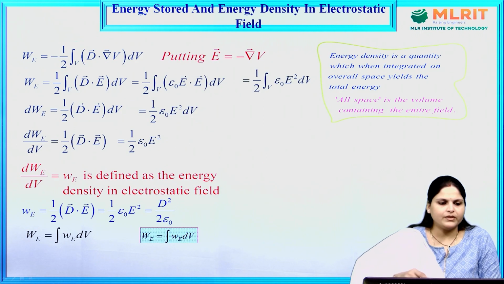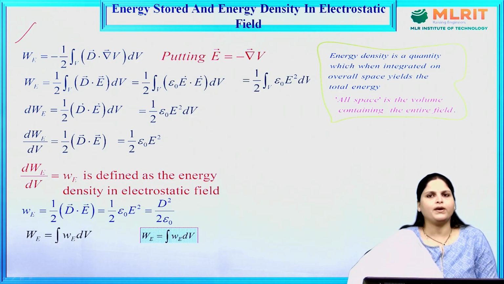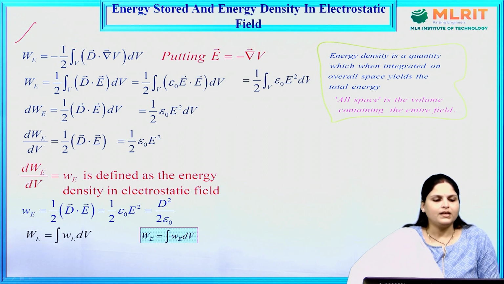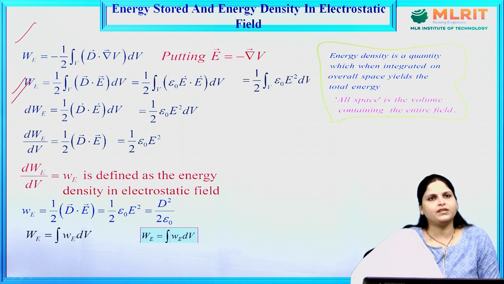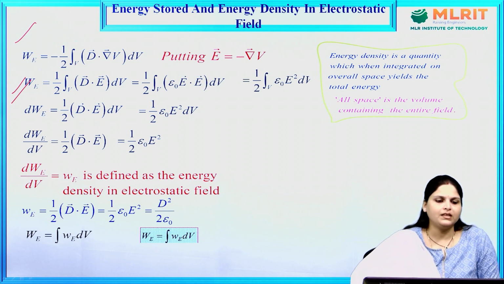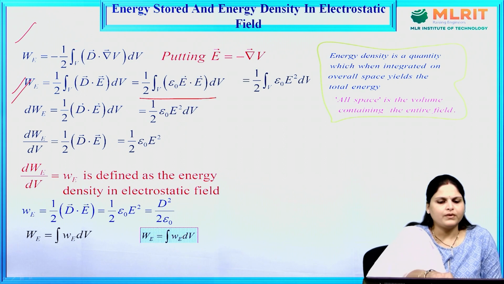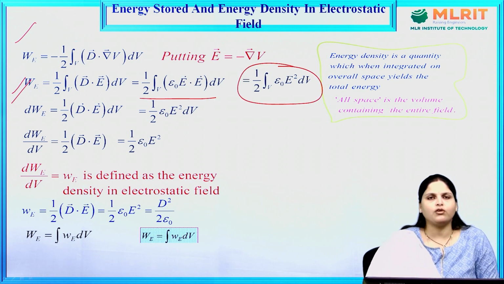And we are left with only one term, W equals minus 1 by 2 integration of D dot del V dV, and here we can put E equals minus gradient of V. So this formula becomes WE equals 1 by 2 integration of V del dot D dV. In place of D we can put epsilon E. Further putting it and solving it, we get 1 by 2 volume integration of epsilon naught E square.